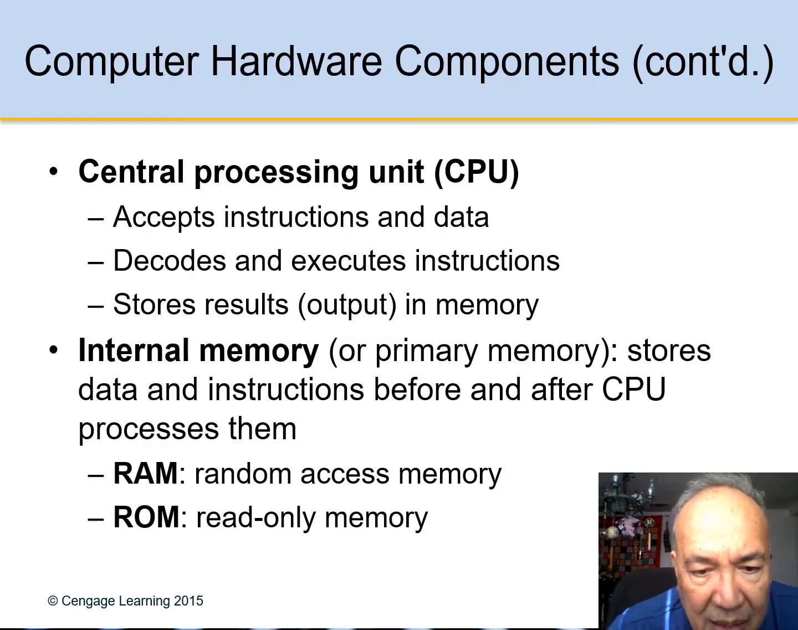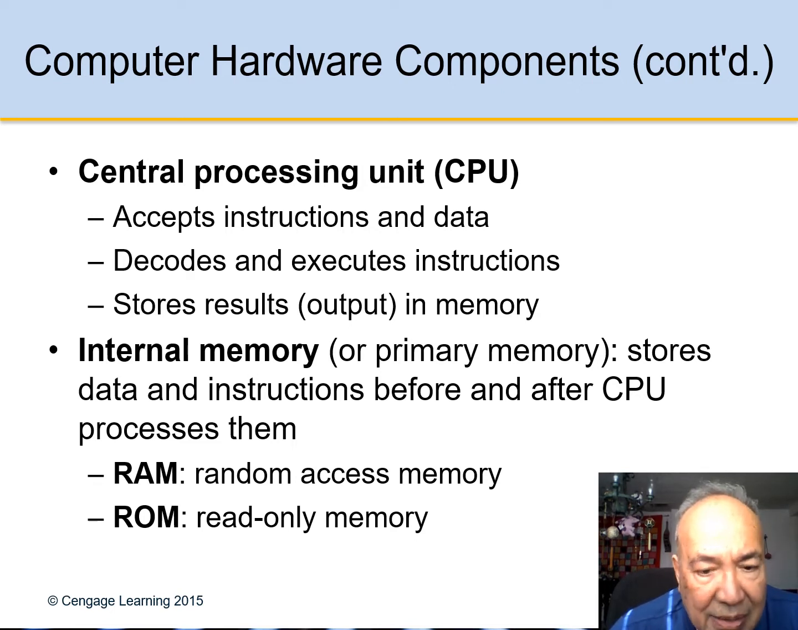Now, the computer hardware central processing unit accepts instructions and data, decodes and executes the instructions, and stores the results in the memory. Then you have the internal memory: the random access memory, and then the read-only memory.